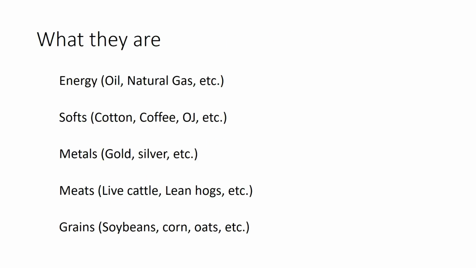In energy, there's oil, natural gas, etc. And the softs is what they're called, is cotton, coffee, OJ, things like that. And metals, you have gold, silver, platinum. Your meats, you have your live cattle, lean hogs. And grains, you have your soybeans and your corn. And these all can affect the stock market. So don't think that this is irrelevant to you just because you focus on technology companies. That's influenced by the price of some of these other things. Metals, I guess, would be technology.